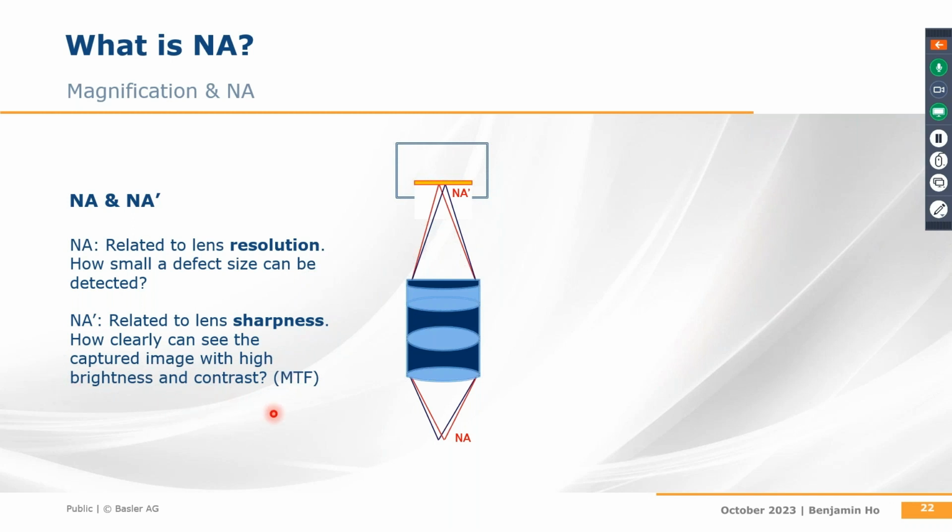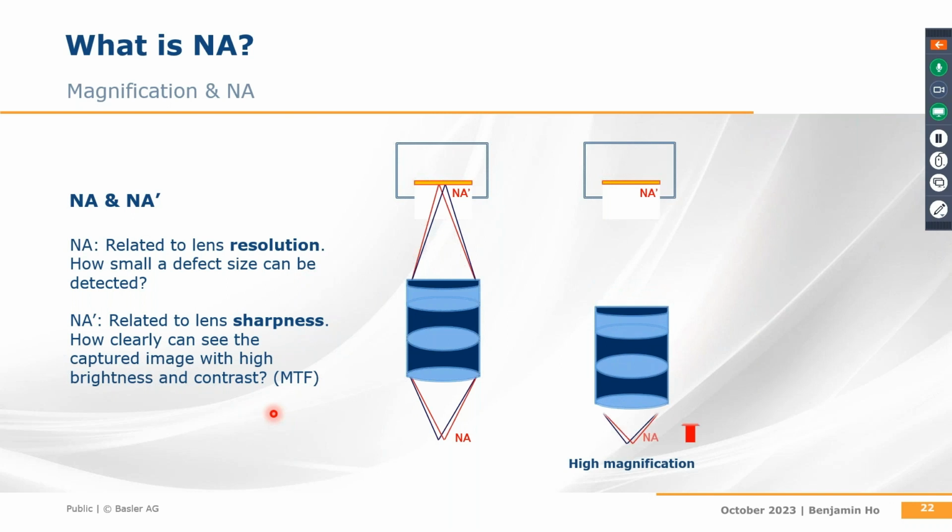Then, how can we increase the NA to improve the lens resolution? The simple way is to increase the lens magnification. The second diagram illustrates the change in the lens position when the magnification is increased. To increase magnification, the lens needs to get closer to the object, which results in a longer distance between the lens and the sensor.